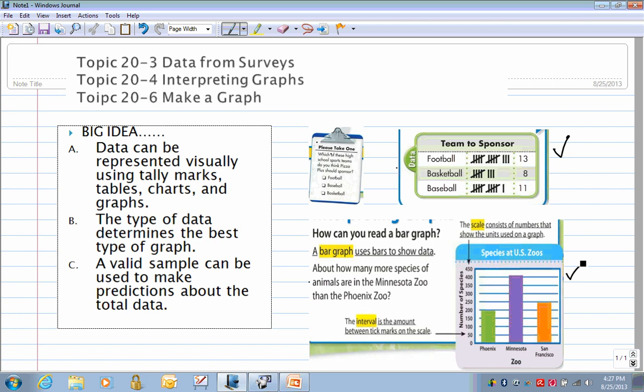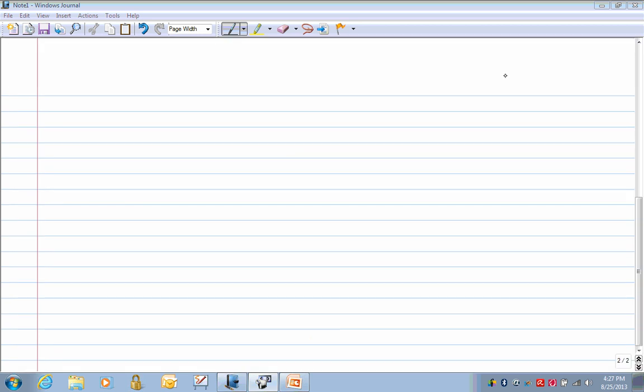Also, a valid sample can be used to make predictions about the total data. So, predicting is making a very good guess about what you think will happen. So, if we have a valid sample, that means that our survey was accurate. We can make predictions about that data. I don't need you to write any of these notes down. We will do that in a few minutes.